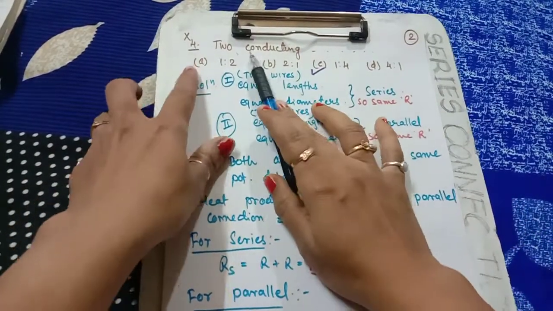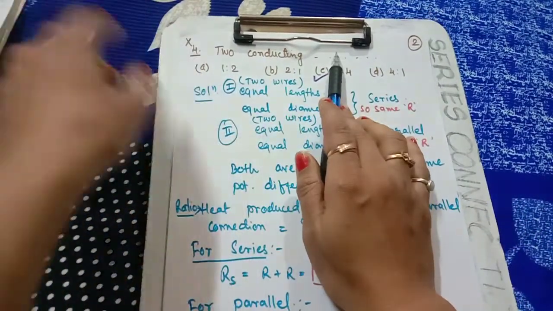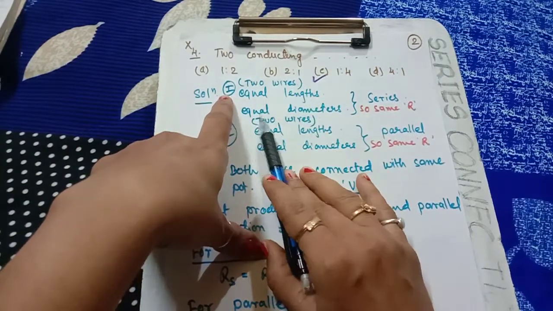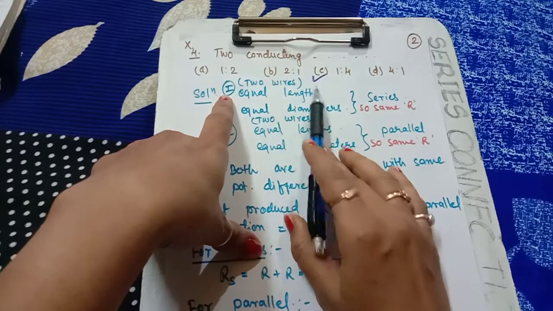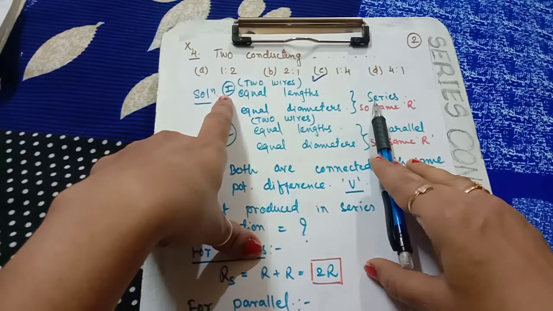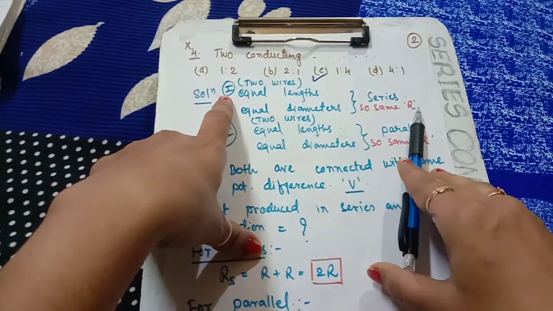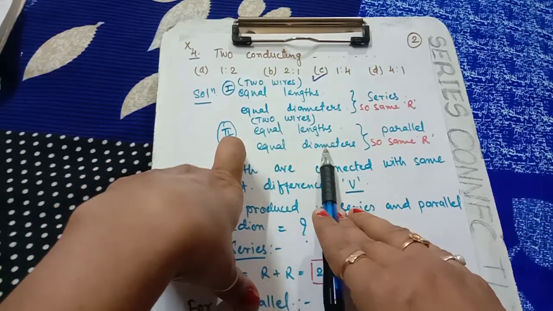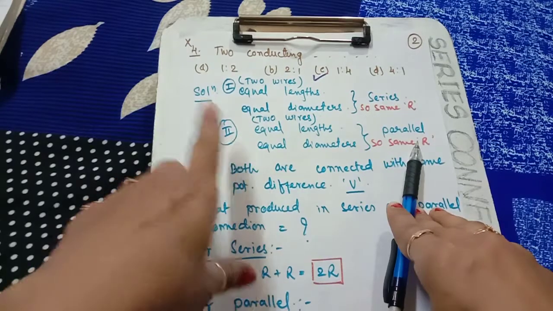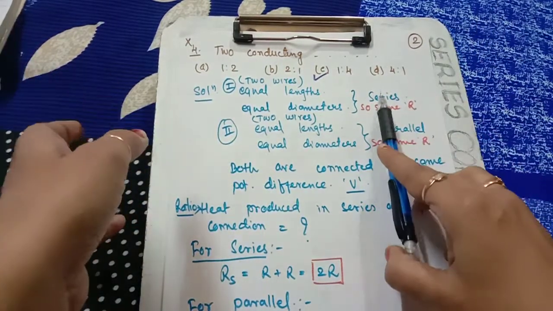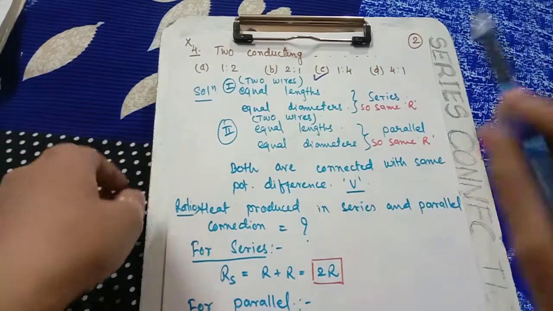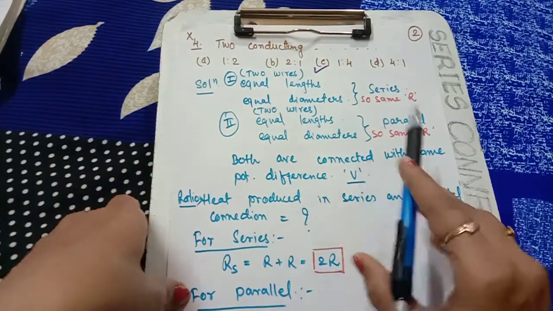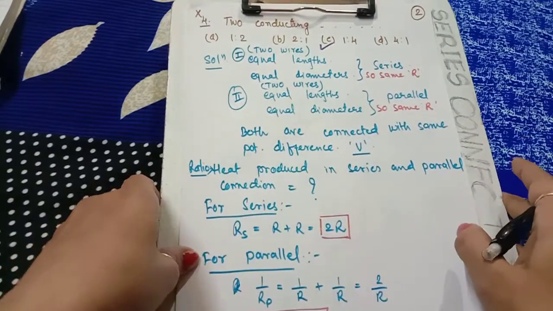Two conducting wire. Okay, I am writing only the beginning of the question, rest all you can see from the textbook. So first case, two wires, equal length, equal diameters and equal material, I didn't write. And they are connected in series. So what happens? Same R, that means resistance. Second case, two wires, equal lengths, equal diameters connected in parallel, so same resistance. Okay, so in both the cases, they are connected to the same potential difference. That is, V is also same for both.